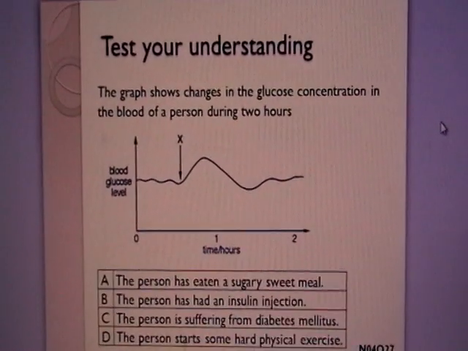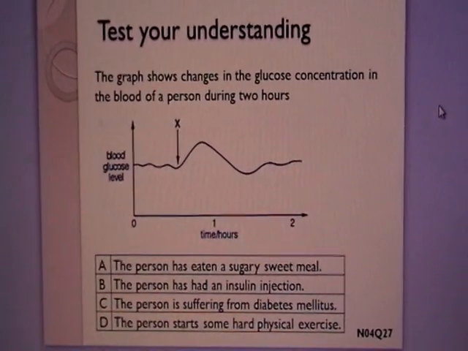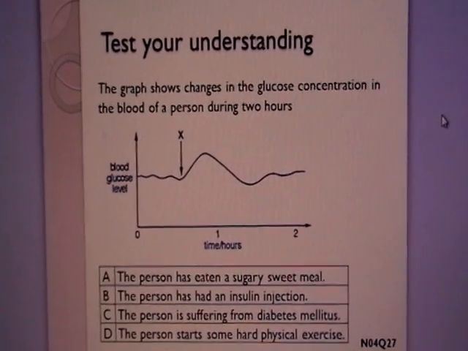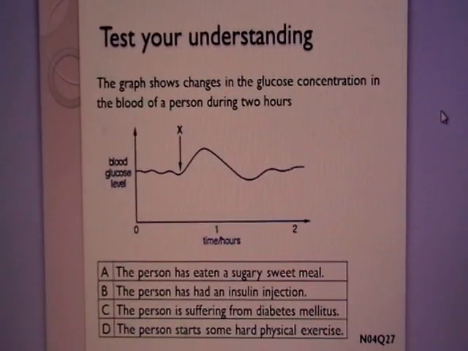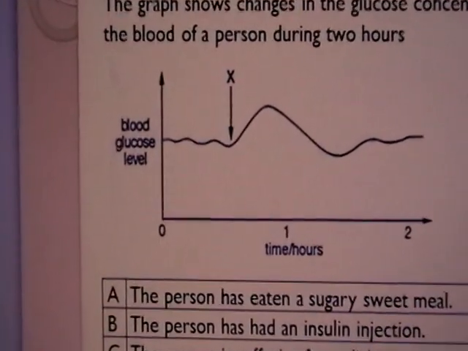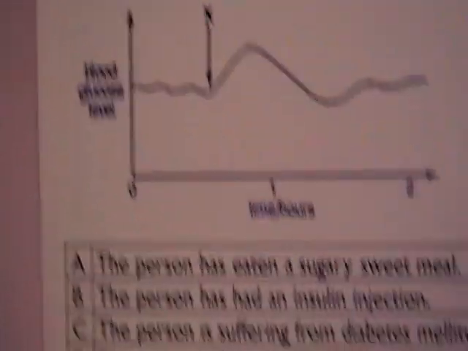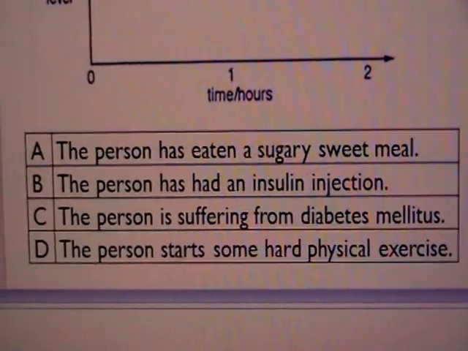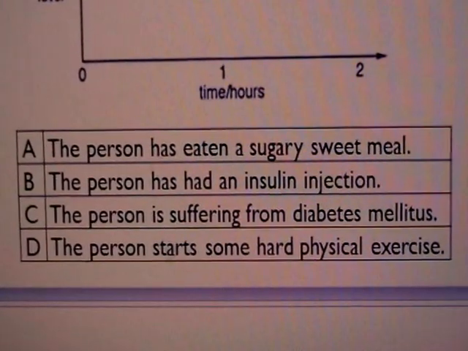A question, let's say this graph will represent the changes in the blood glucose concentration found in the blood during the 2 hours. At point X, as you can see here, what event has taken place? Alright, let's take a look at the answer. Pause the video, think about the answer.